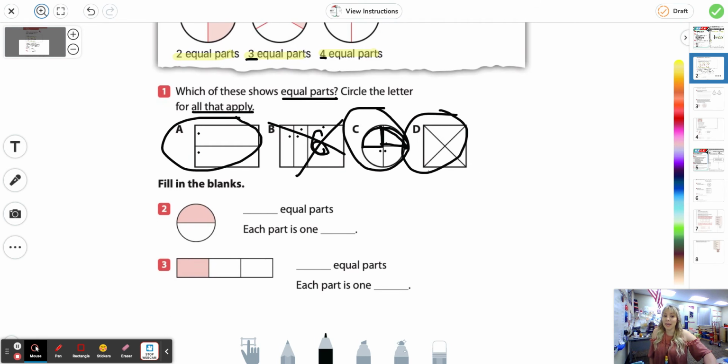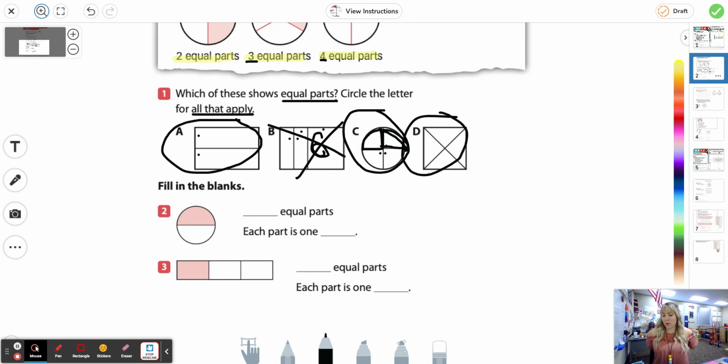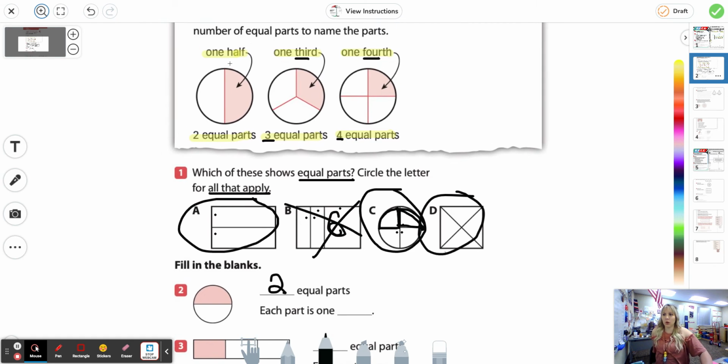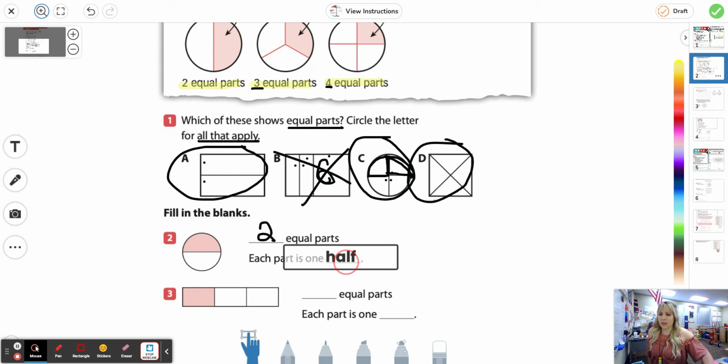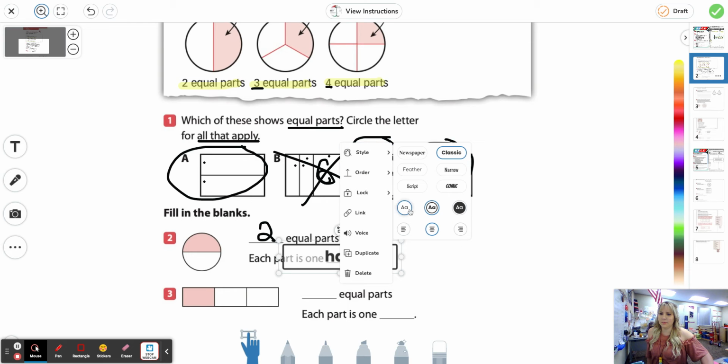Now let's look at how do we name these equal parts. Well, question 2, it asks me how many equal parts are there? 1, 2. There are 2 equal parts. Each part is called, what was it? Oh, I can look up here. It's called 1/2. Yes, 1/2. So I know each of these parts is worth 1/2.